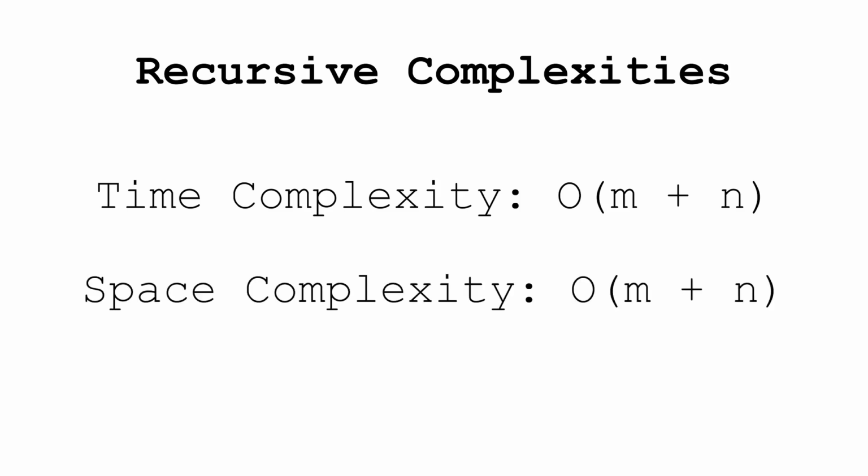The space complexity is also big O of m plus n. This is because every recursive function call takes up space on the call stack, and we have at most m plus n calls, because for each call we are comparing the next node of one list to a node from the other list.